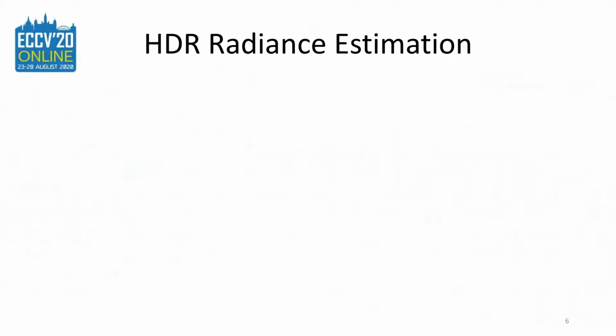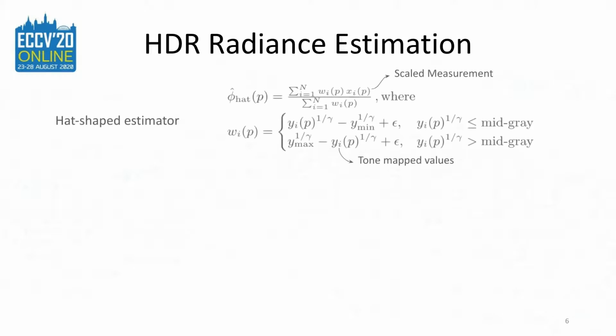For a single pixel, given a stack of noisy measurements x_i, where i is the exposure index, we want to find the most accurate estimate of the underlying radiance phi. Early HDR heuristic estimators were not motivated by a statistical noise model. The popular hat-shaped estimator proposed by Debevec and Malik, for instance, assigned higher weights to pixels whose tone map values were close to mid-gray levels.